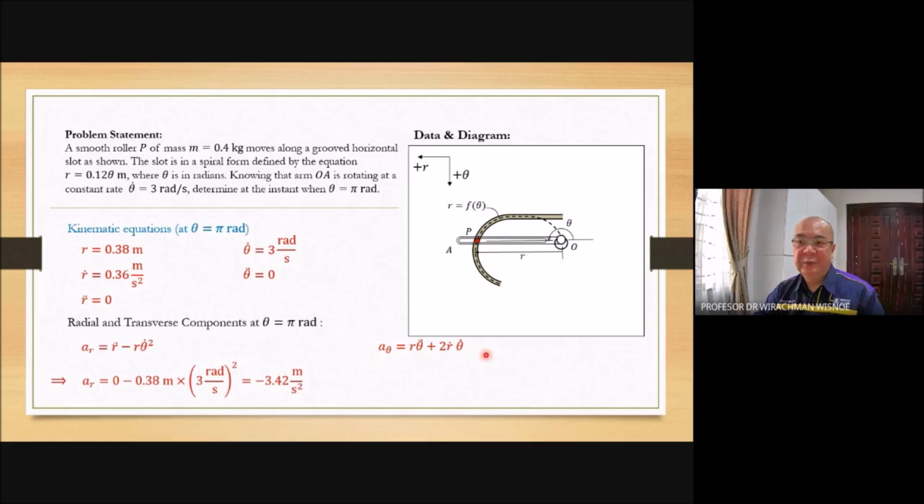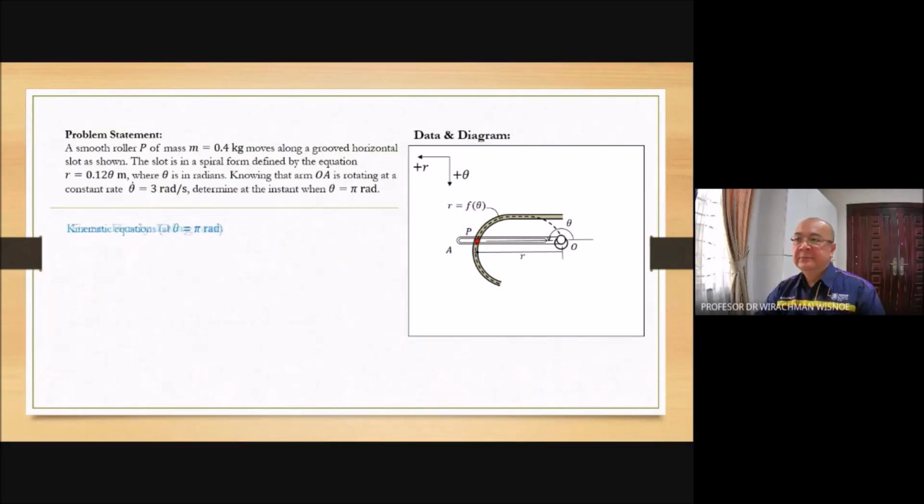So you have a_r. We have negative, it means a_r is going to the right at this position. This is the theta component of the acceleration, the transverse component, r theta double dot plus 2 r dot theta dot. You put the values, you obtain 2.16 meter per second squared. At this position, the acceleration is going down. So we have the kinematics.